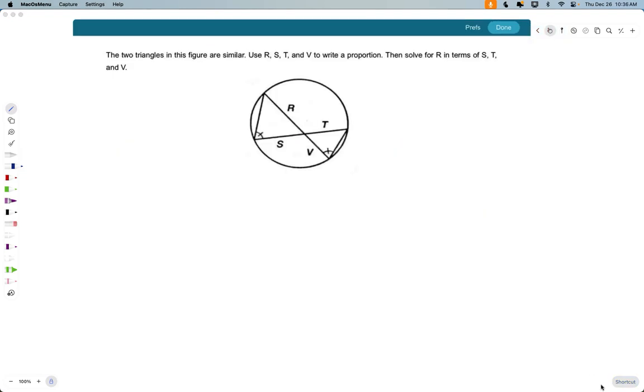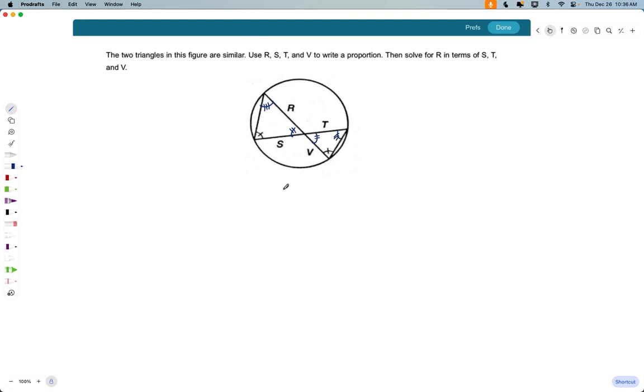Next problem. All right, the 2 triangles here in this figure are similar. They're similar triangles. And we're going to use R, S, T, and V to write a proportion. Then solve for r in terms of s, t, and v. So we have to line up the sides that correspond. So we just have to mark equal angles first. So if this angle is equal to this angle, right? We know these are vertical angles, so that means these are congruent to each other, which means that these have to be congruent to each other because they're the only angles left.